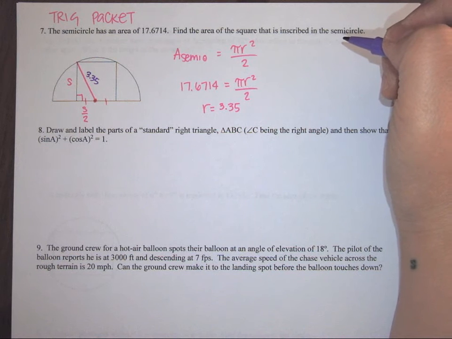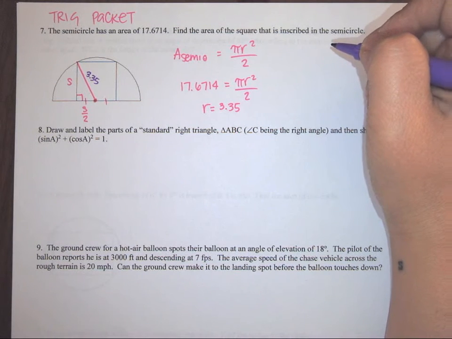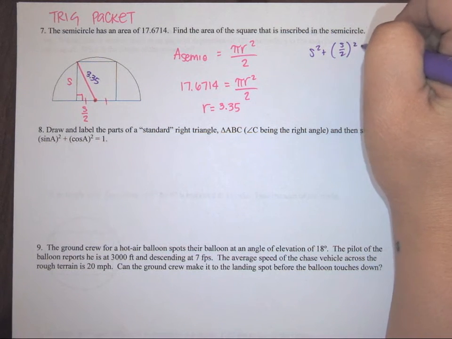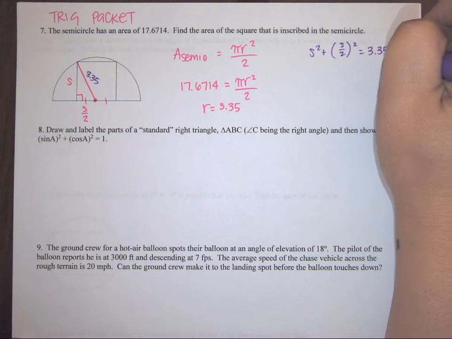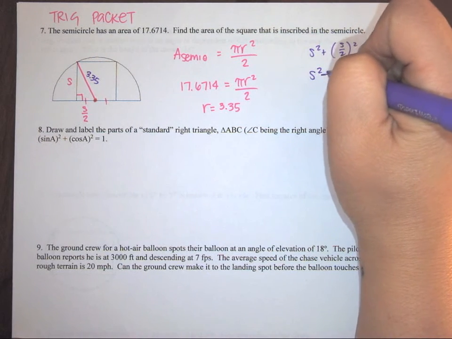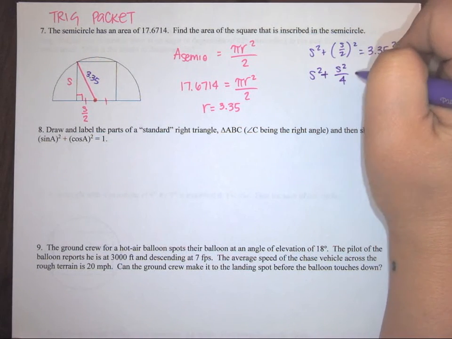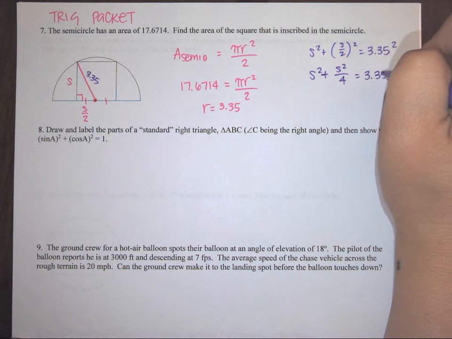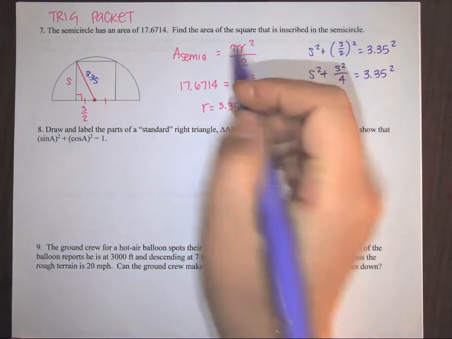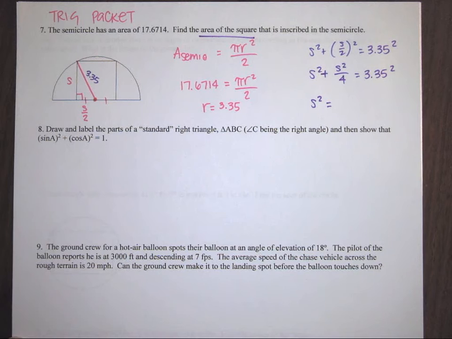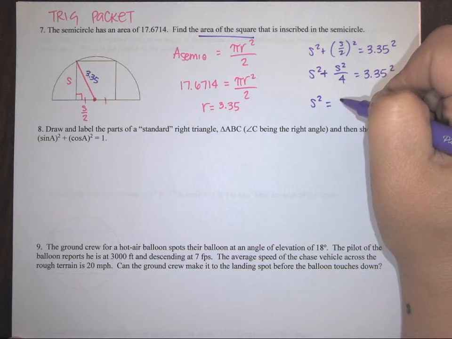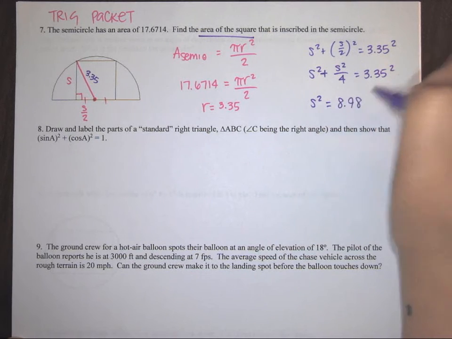Then we can use that information to use the Pythagorean theorem. So side squared plus side over 2 squared equals 3.35 squared. Side squared plus side squared over 4 equals 3.35 squared. We actually only need to solve for side squared because the area of a square is side squared. So multiply everything by 4, and solve for s squared, and you'll get 8.98.